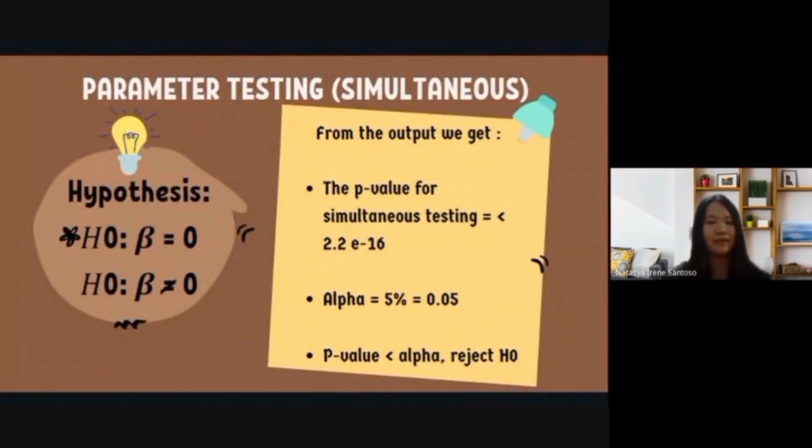And the p-value is less than alpha, so we reject H0. Therefore, we can decide that there is an effect of those independent variables on the value of body fat simultaneously. Thus, we have to do partial testing to check whether those independent variables individually give a significant effect or not.